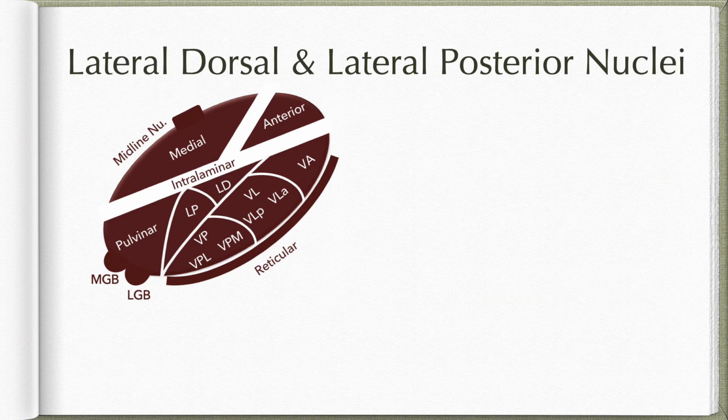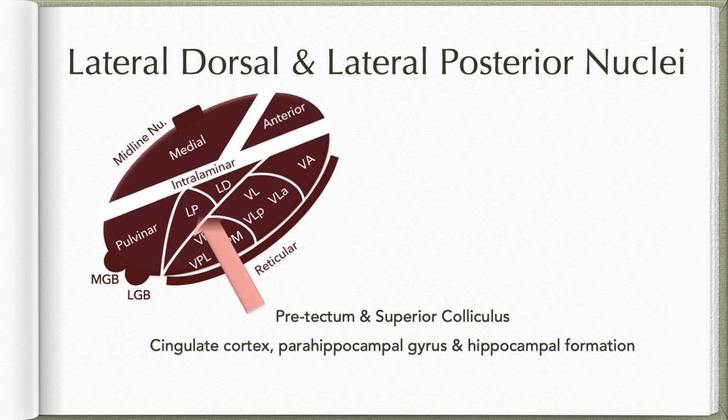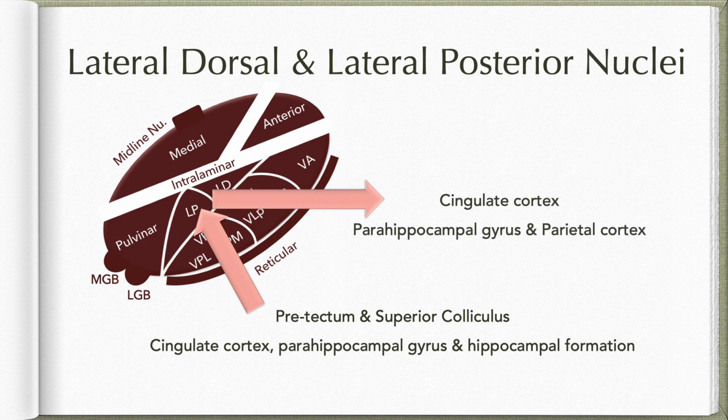Now coming to the dorsal tier, both lateral dorsal and lateral posterior nuclei will receive inputs from the pretectum and superior colliculus in the midbrain, as well as from the cingulate cortex, parahippocampal gyrus and hippocampal formation of the limbic lobe. And outputs will be to the cingulate cortex as well as to the parahippocampal gyrus and parietal cortex.